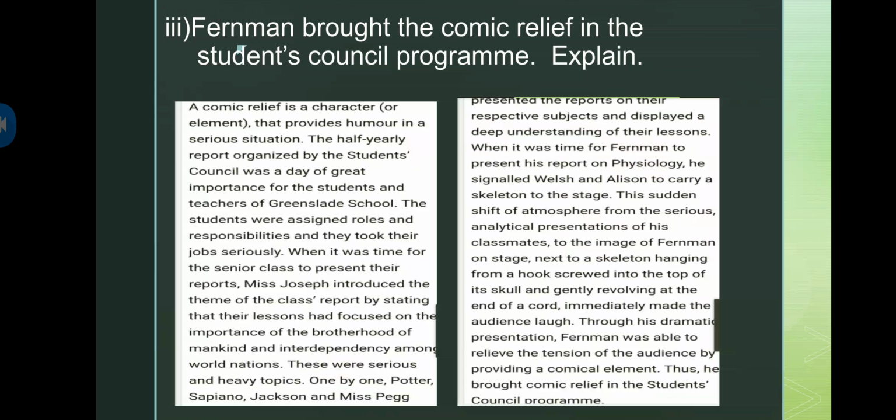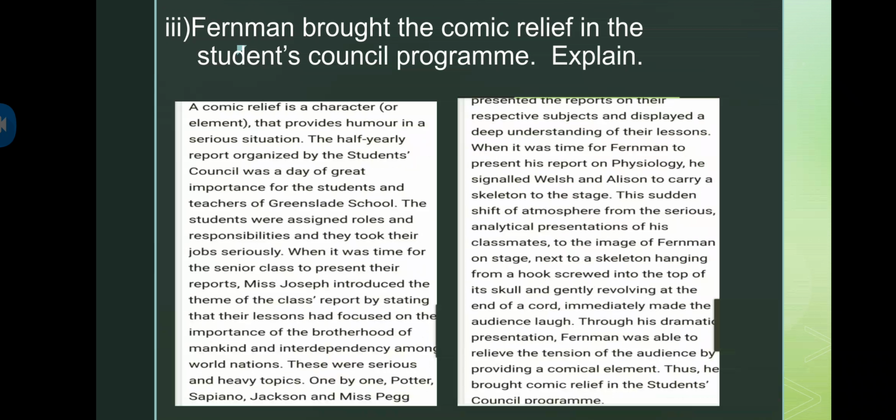A comic relief is a character or element that provides humor in a serious situation. The half yearly report organized by the Students' Council was a day of great importance for the students and teachers of Green Slate School. The students were assigned roles and responsibilities and they took their jobs seriously. When it was time for the senior class to present their reports, Miss Joseph introduced the theme of the class report by stating that the lessons had focused on the importance of the brotherhood of mankind and interdependency among world nations. These were serious and heavy topics.